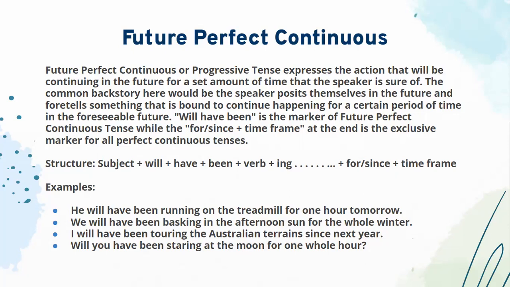So he will have been running on the treadmill for 1 hour tomorrow. We will have been basking in the afternoon sun for the whole winter. I will have been touring the Australian terrains since next year. Will you have been staring at the moon for 1 whole hour?